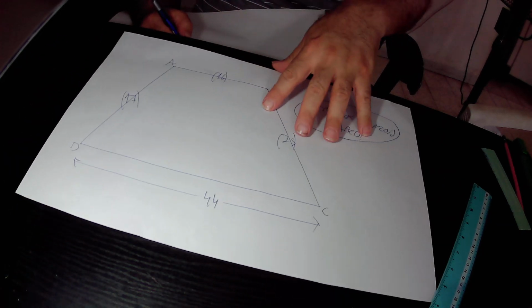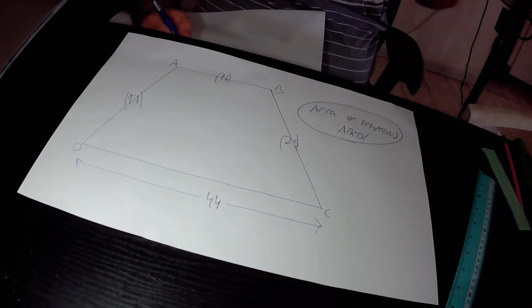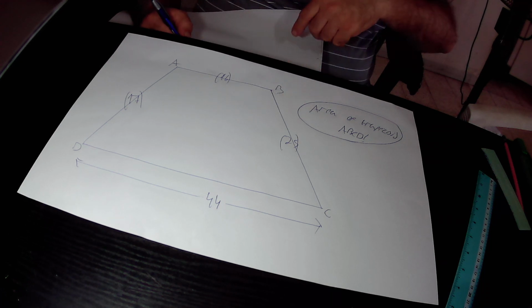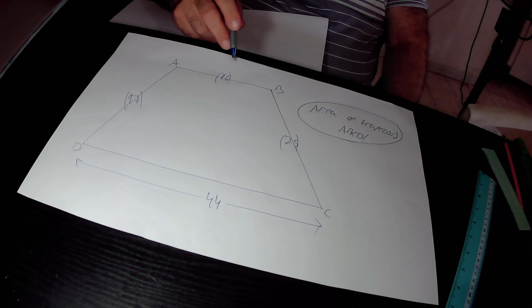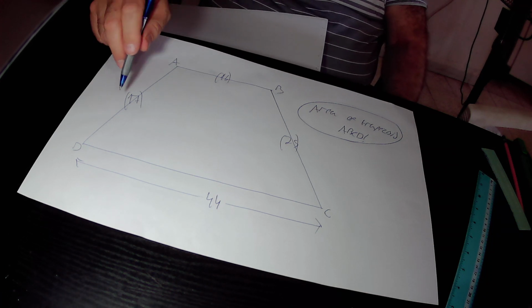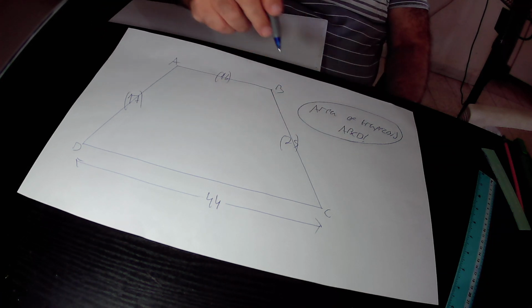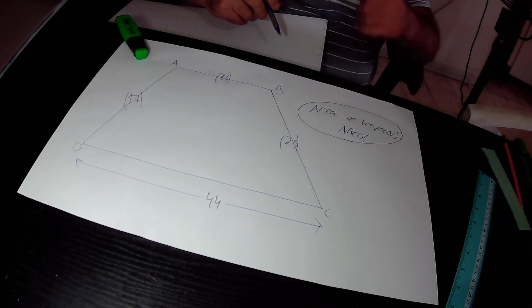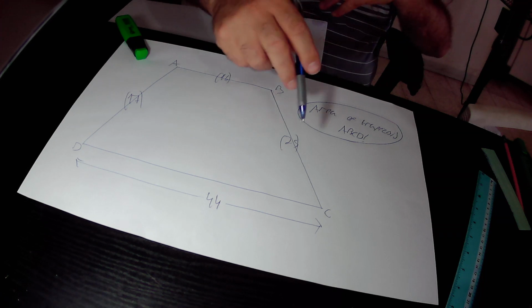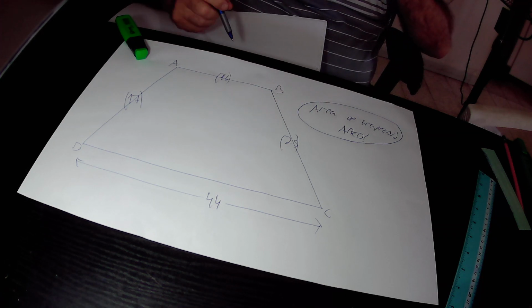Our mission in the second question is to find the area of this trapezoid ABCD. The question gives us that side AB equals 16 units, AD equals 17, BC equals 25, and side DC equals 44 units in length. Again, our mission is to find the area of this trapezoid ABCD.